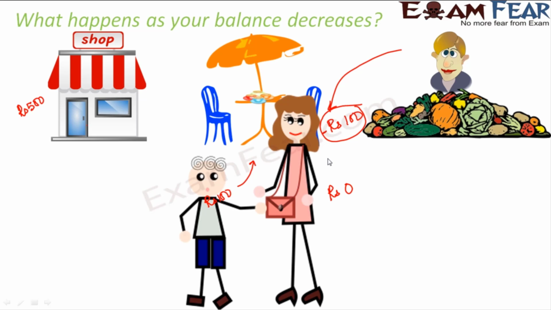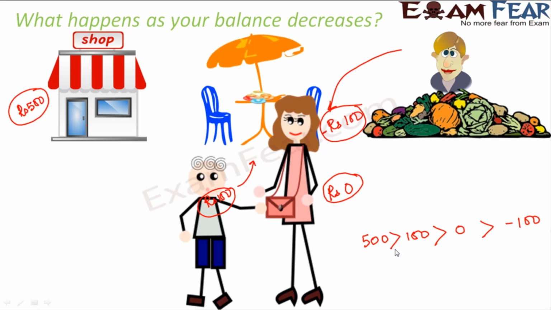Now what is happening gradually? As you see, as you move from the shop to the cafe to the vegetable vendor, your balance was gradually decreasing. When you started from home, it was 500. By the time you reached the cafe, it was 100. By the time you reached the vendor, it was 0. And by the time you came out of the vendor, it was minus 100. That means you had to return some 100 rupees to the vendor. So this shows that 500 was greater than 100, 100 was greater than 0, 0 was greater than minus 100. So basically we see that as the value decreases, you move towards the negative numbers from positive numbers.